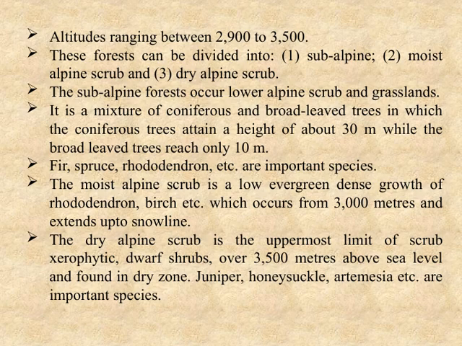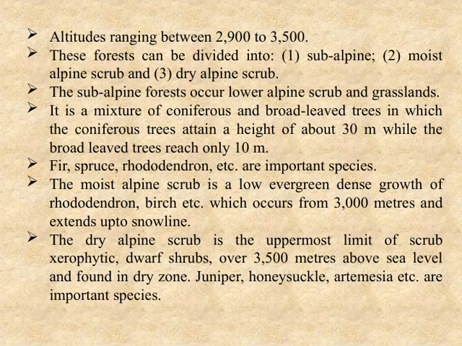The subalpine forests are found just below the alpine scrub and grasslands. These forests are a fascinating mix of coniferous and broad-leaved trees. For example, conifers like fir and spruce can grow up to about 30 meters tall, while the broad-leaved trees tend to be shorter, reaching only around 10 meters. Important species here include fir, spruce, and rhododendron, which are quite characteristic of this zone.